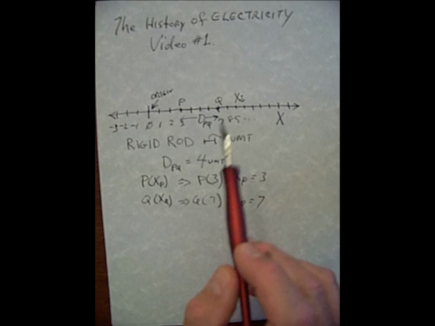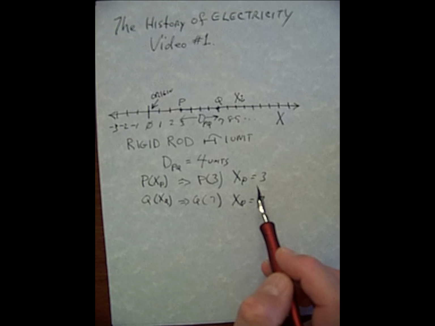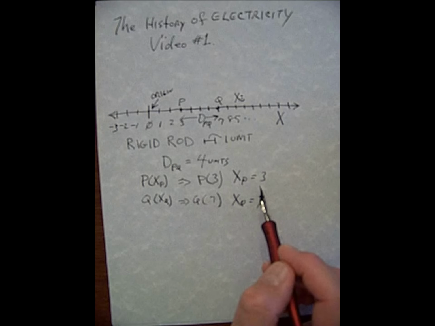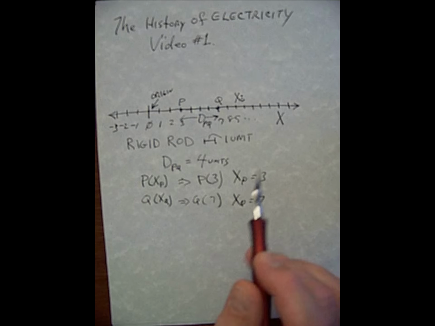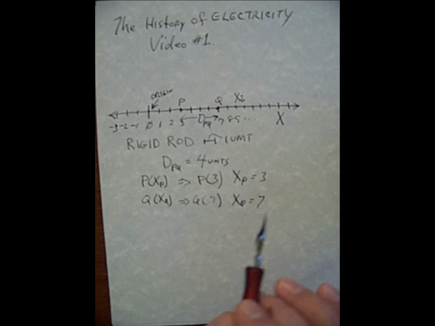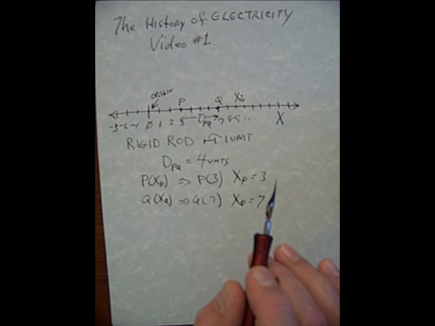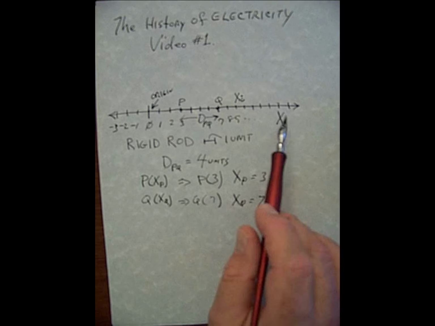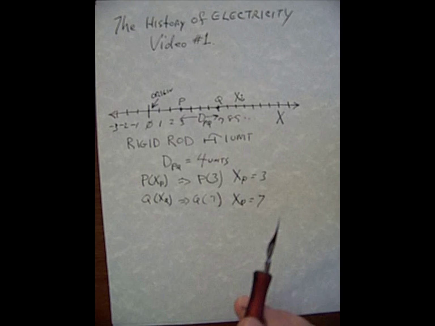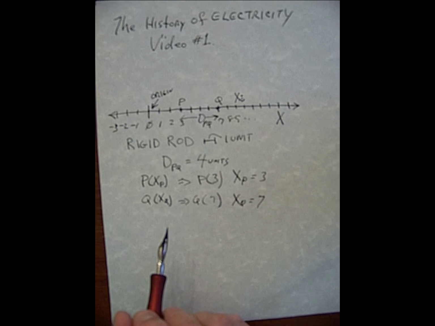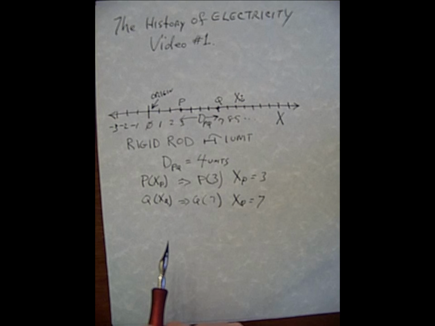We could just as easily have defined this line so that x of P was 100 or 23.6 or minus a million or whatever. It's completely arbitrary. The only important thing is that once we choose a set of dimensions in units, we stick with them through our experiment or our equation that we're working on.